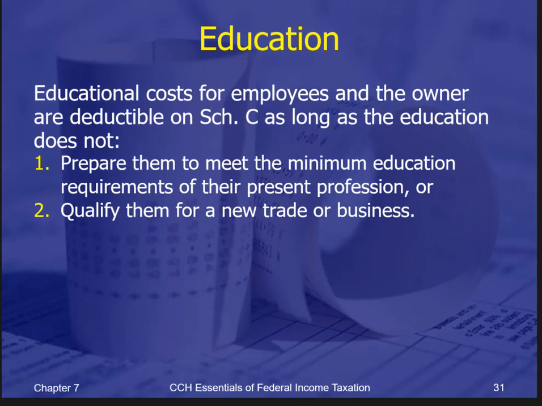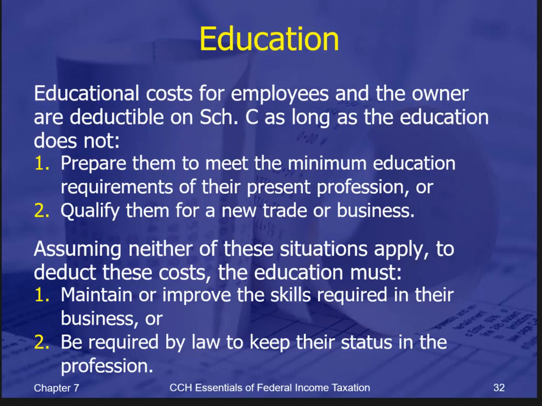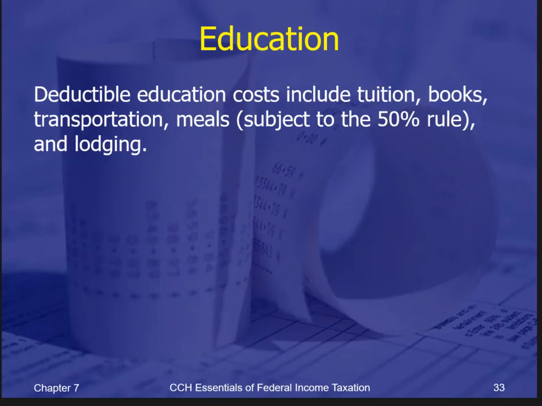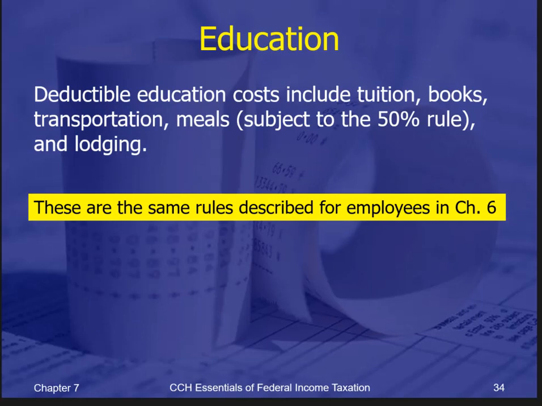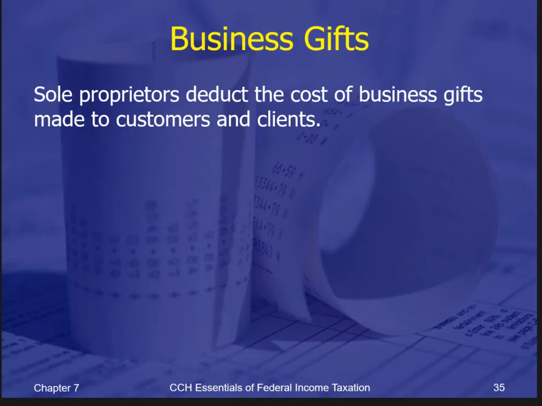Education for the employee and the owner, deductible on Schedule C, as long as they don't do those two things, and assuming that they maintain or improve skills and are required by law. Same standards as we found before. Notice that tuition, books, transportation, meals, if you have to travel out of town to do that education, not because you had lunch while you were taking a course at the local college or something like that. So that's for when you have to travel out of town for education.